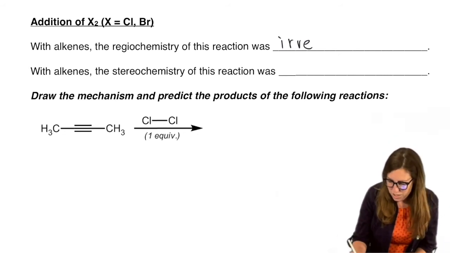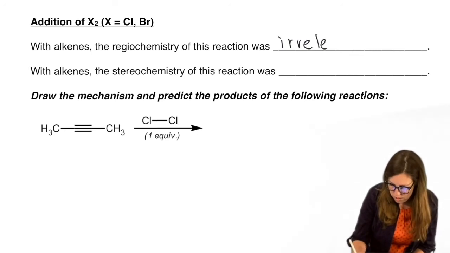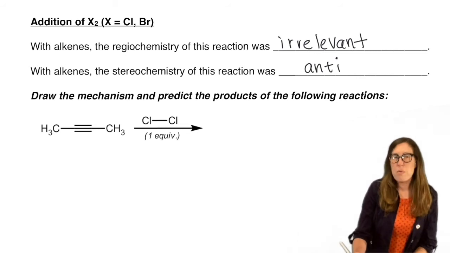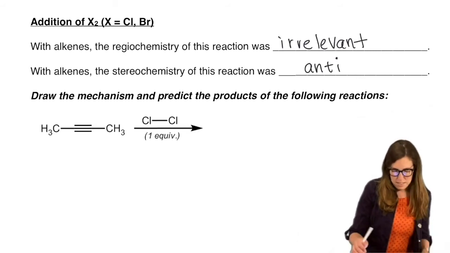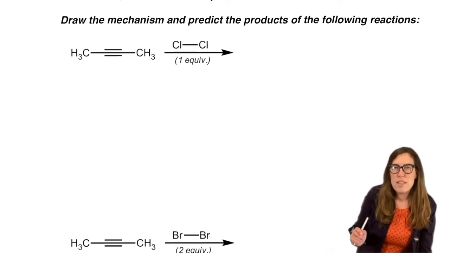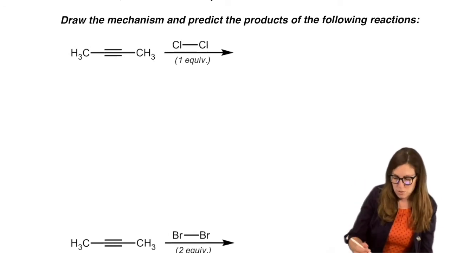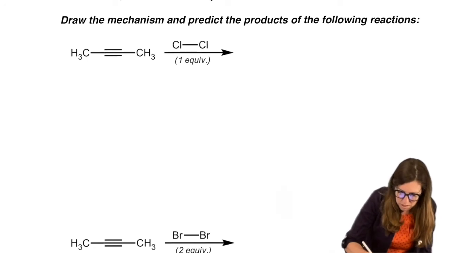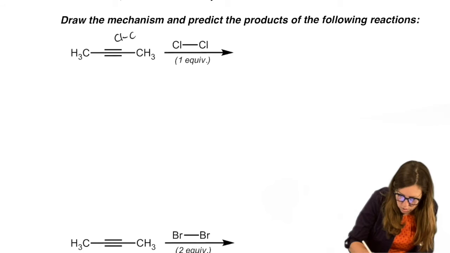So irrelevant. So we don't have to concern ourselves with that too much, but we did have to note that it was anti-addition. So let's evaluate the same idea with 2 pi bonds, and we'll do that step by step. Loss of the first pi bond and loss of the second. The mechanisms are the same though. So we draw our chlorine with its induced dipole as it approaches the electron-rich region of that alkyne. Let's draw some lone pairs so it can attack.